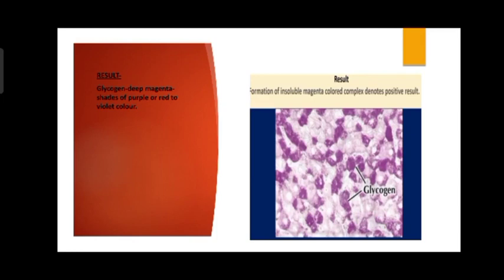So at last, shades of purple or red to violet color can be observed in the tissues, and this shows the presence of carbohydrates. You can see in this figure a stained tissue showing the presence of glycogen, that's the carbohydrate. Here you can see a deep magenta or shades of purple, red or violet color, and this is showing the result for carbohydrates.